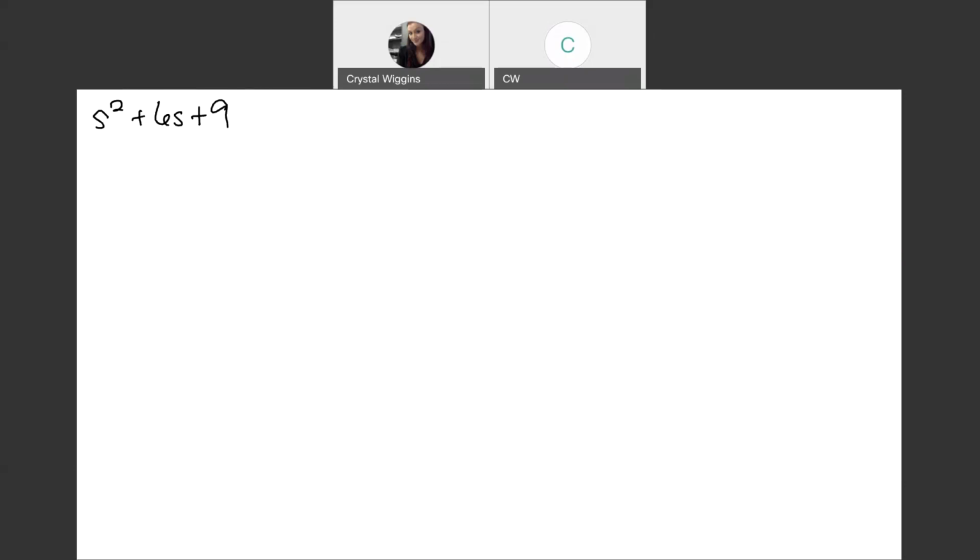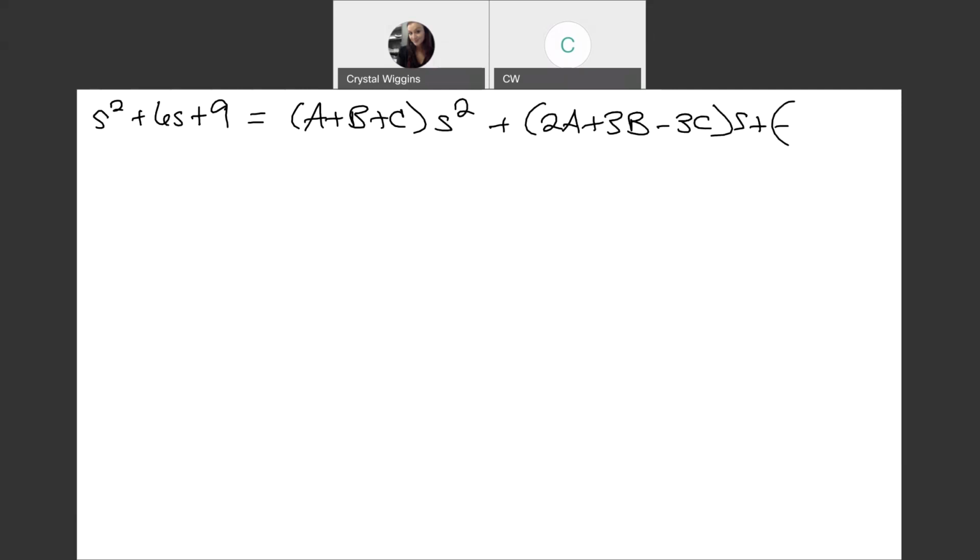So here we go, s squared plus 6s plus 9 is equal to, and we have a plus b plus c, which are all the coefficients of s squared. 2a plus 3b minus 3c is the s terms. And we have negative 8a minus 4b plus 2c for all the constant terms.